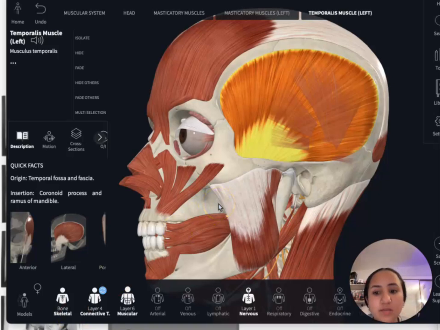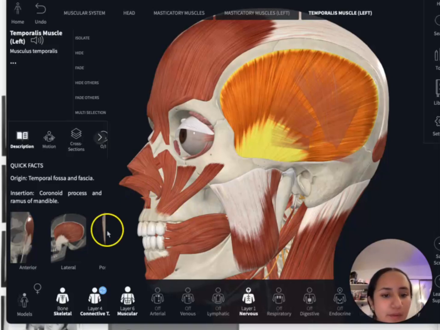The next muscle we're going to get into is this one. This is the temporalis muscle. The origin for this is the temporal fossa and fascia. The insertion is the coronoid process and the ramus of the mandible. The action is that it helps elevate and retract the mandible. So elevate is just closing, and retract is coming back.